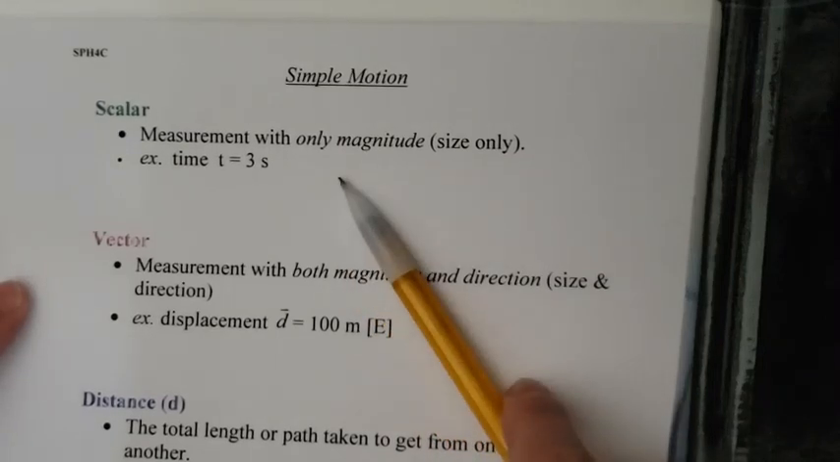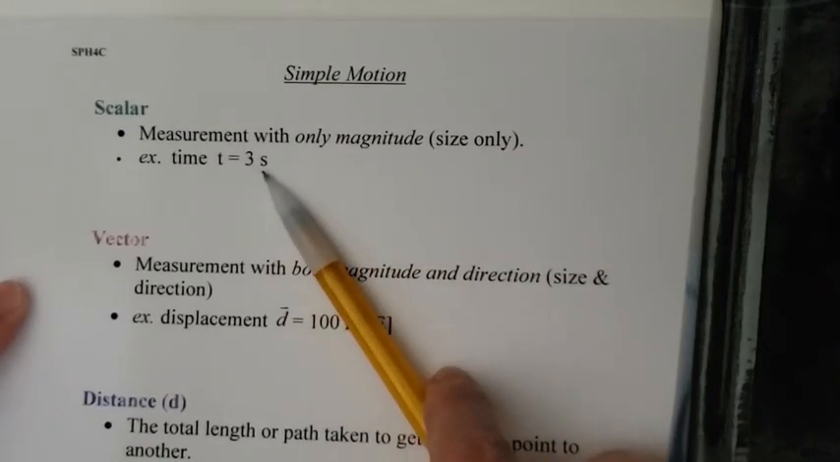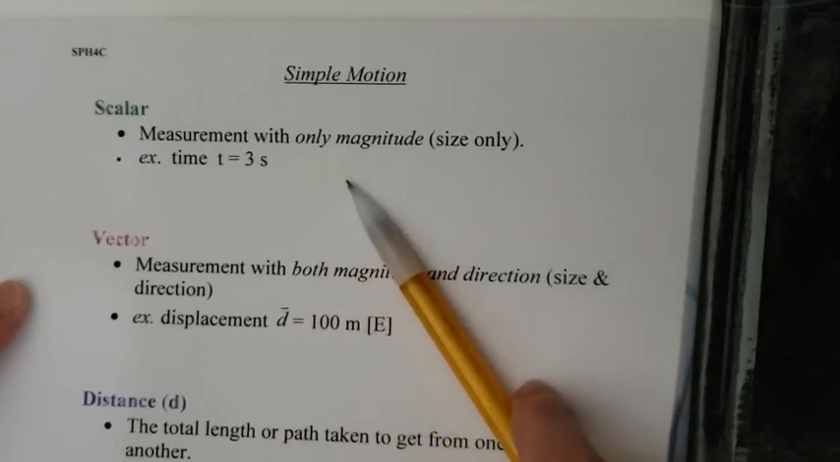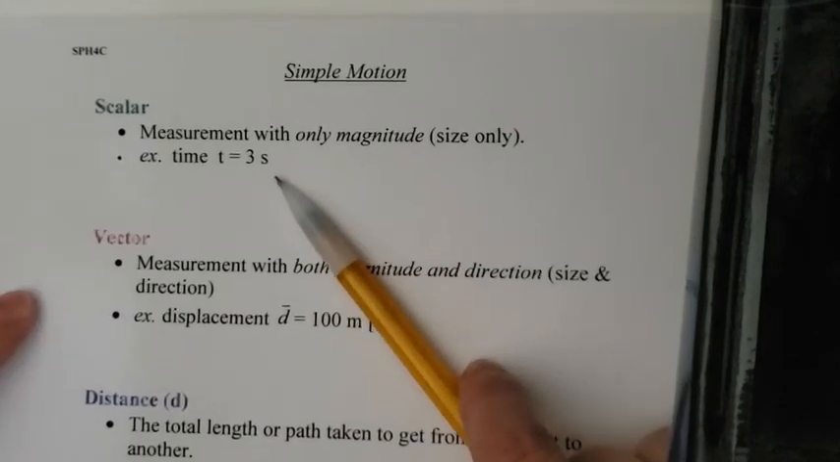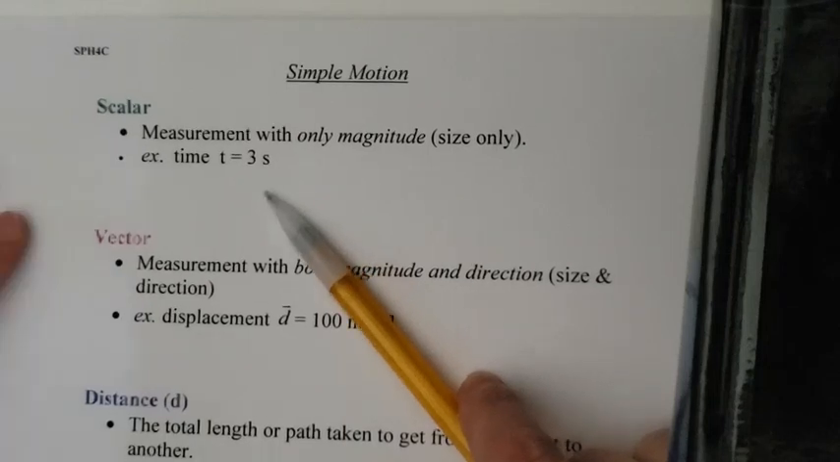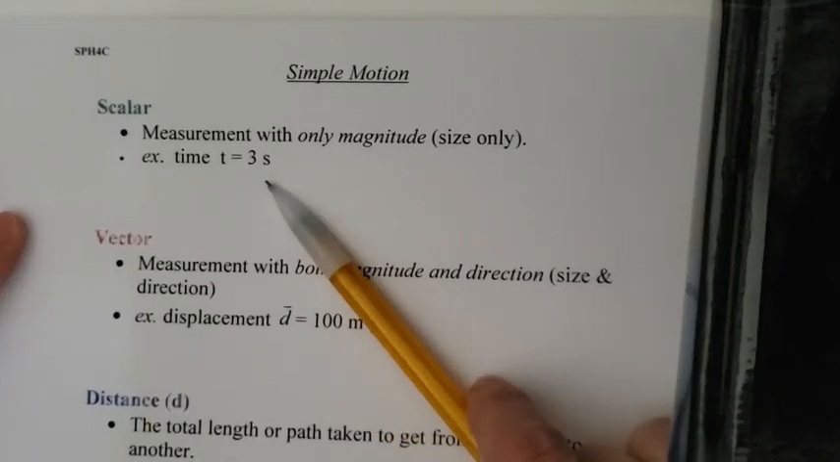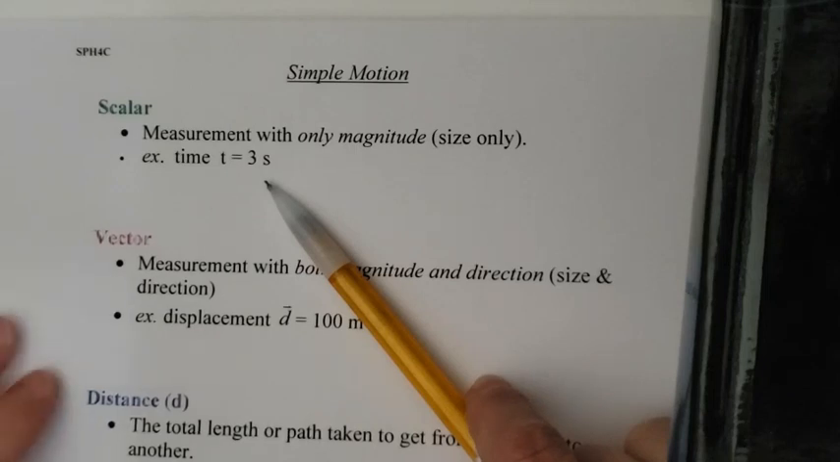So a scalar quantity just has a number with the units. There's no direction. And some things can only be scalar, like time. You never say 3 seconds down or 3 seconds left. Another example would be mass. So 3 kilograms, there's never a direction. You never say 3 kilograms north. It's just 3 kilograms.